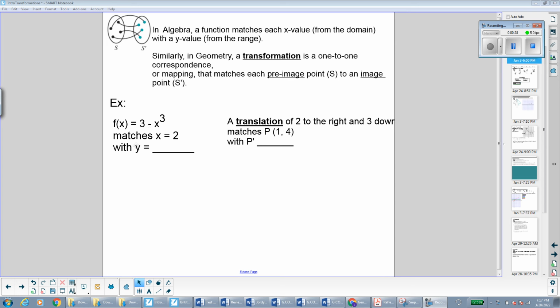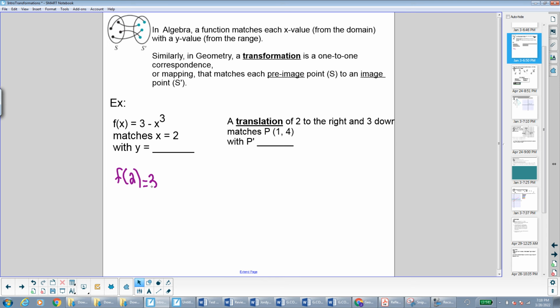So for example, if we're told that we have a function of x that's equal to 3 minus x cubed, and it matches x equals 2 with y equals blank, all we need to do to figure out what the y value is, is plug in the x value of 2 everywhere that we see x in the function rule. Okay, so here we have f of 2 is equal to 3 minus 4. So we have f of 2 is equal to 1. We were able to find what the corresponding y value was for the given x value.